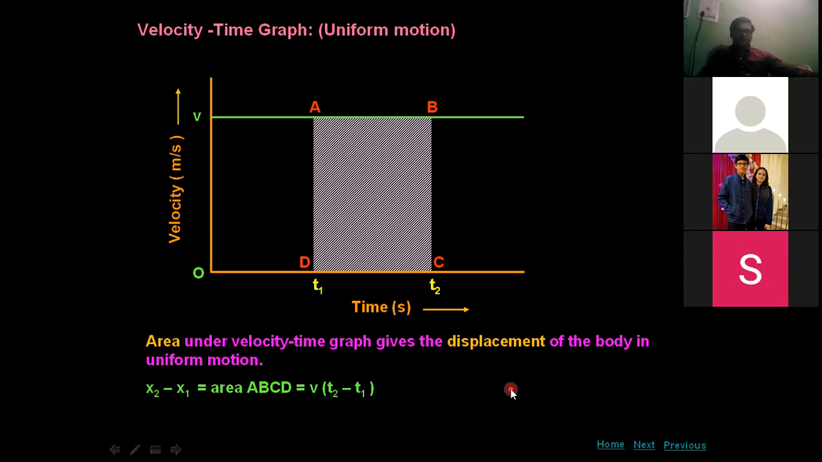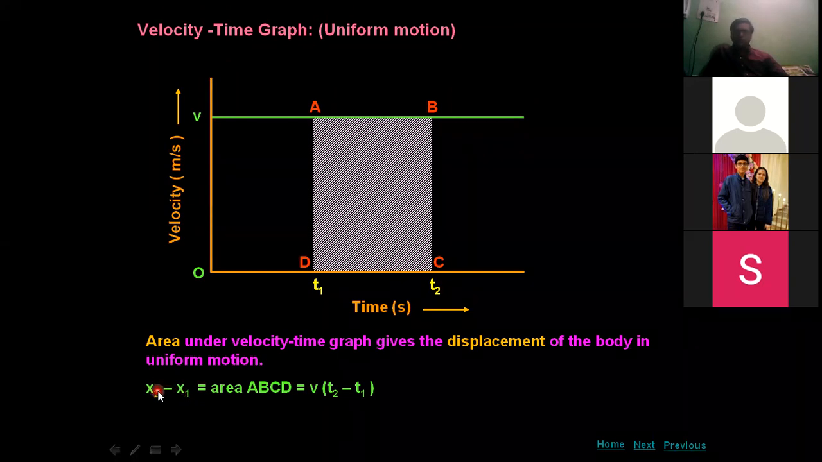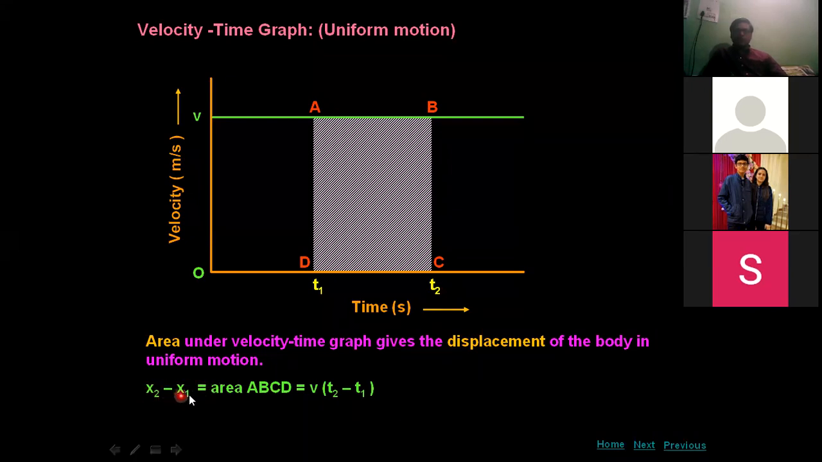So what is the displacement here? Suppose that it's the final position x2 and this is the initial position x1. Change in position is called displacement. Change in position with respect to the surrounding with the passing of time is called displacement. So this x2 minus x1, meaning change in position, is the area of ABCD. ABCD is a rectangle formed by this graph.